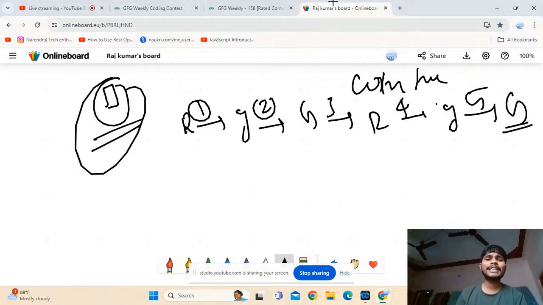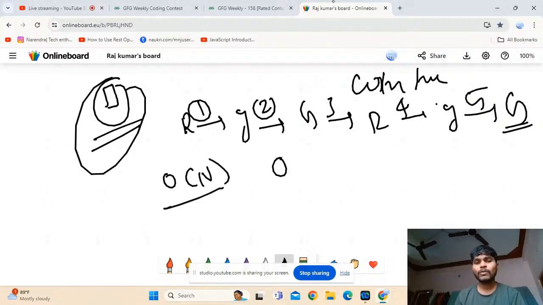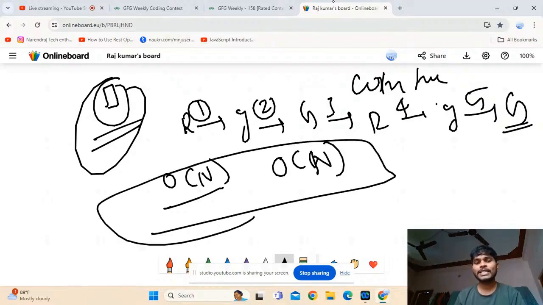So I am calculating the frequency of each position in O of n time complexity and O of n space complexity. I am using an extra data structure here, but I am calculating the frequencies of all the positions which occurred in the given chorus.